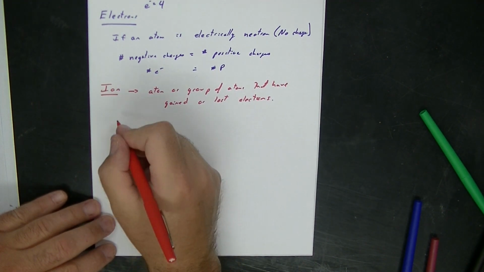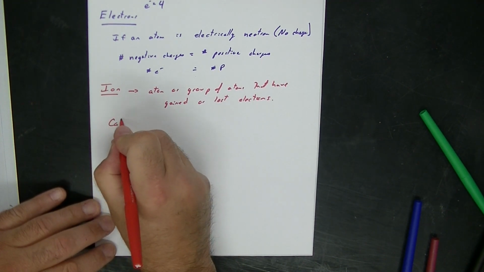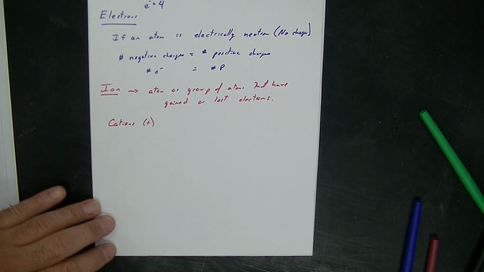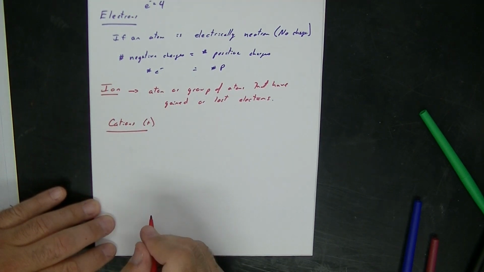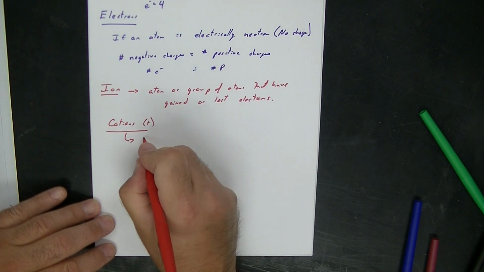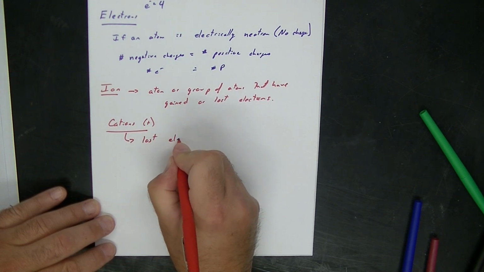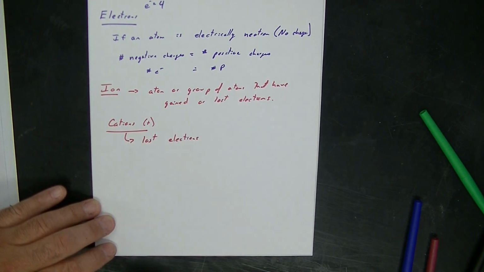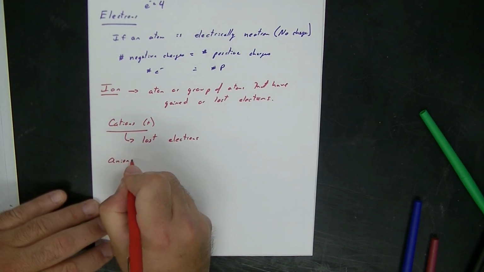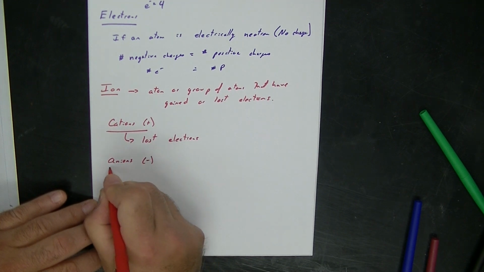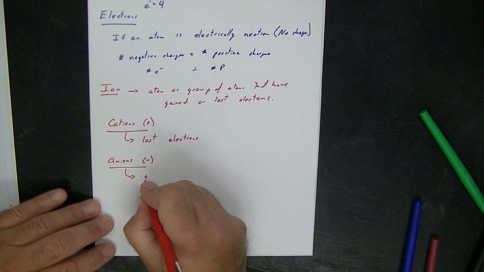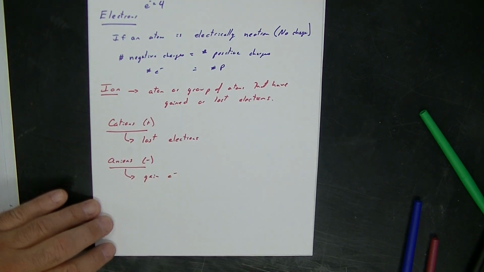Alright, so we have two types of ions. We have cations. These are our positive ions. If it's a cation, that tells us that it has lost electrons. And then we have anions, which are negative ions, which means it's gained electrons.